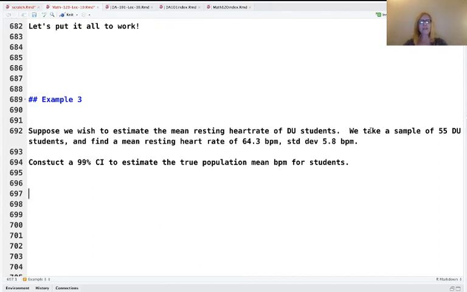We know almost everything. For this one, I know that x bar is equal to 64.3, and I know that S, the sample standard deviation, is 5.8. And N for this one is 55. By the way, that means that the degrees of freedom has to be 54, because that's just N minus 1. So let's look up our critical value.